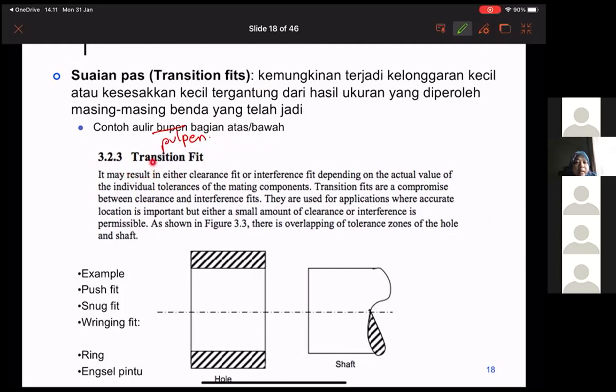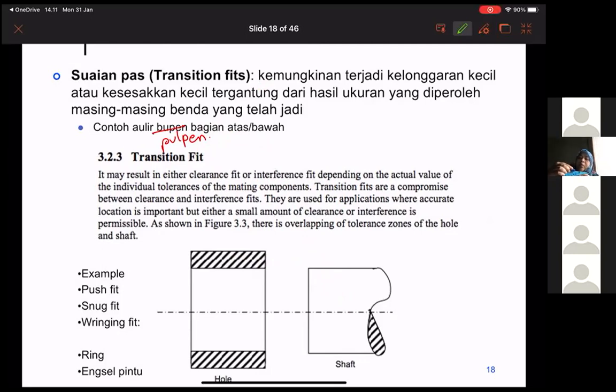This is the transition fit. It is between the clearance fit and the interference fit. It is quite tight, but we will still be able to open it and close it. I think a very good example of a transition fit is this Lego thing.